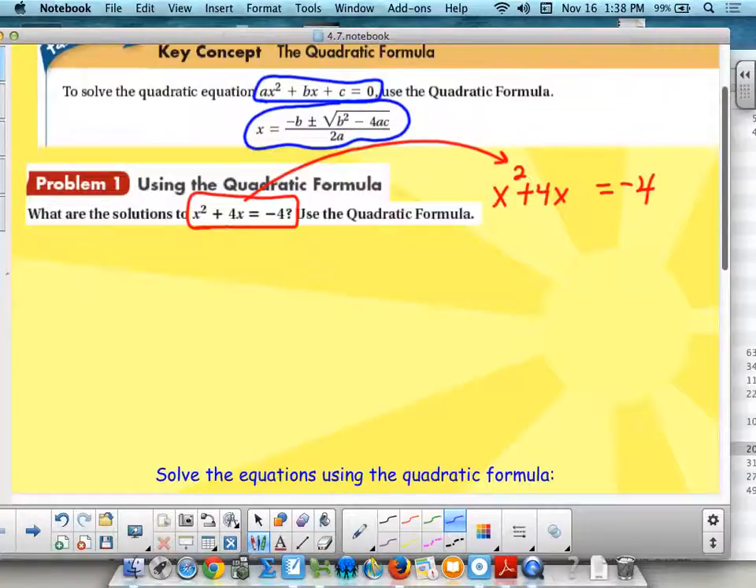Okay, put 4 over here, so you get your 0 here. X squared plus 4x what? Plus 4. Okay, so there's your equation in standard form.